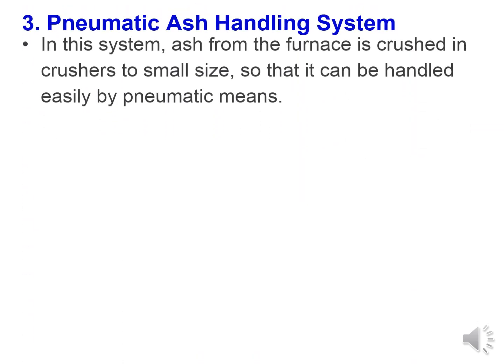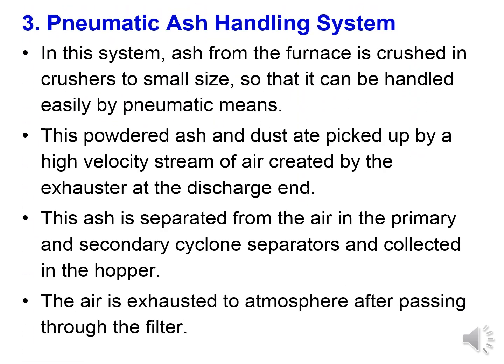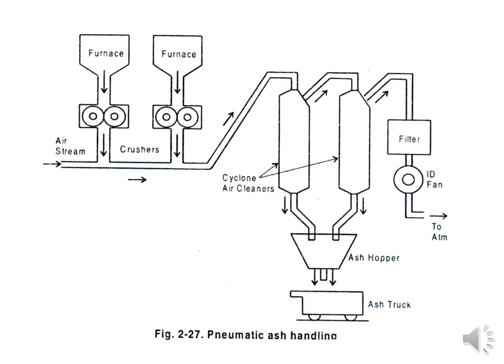Next is pneumatic, meaning they use air in the system. So this is the pneumatic ash handling system. Through the furnace the ash comes in. Here rollers crush the ash into fine particles. The air stream is passed in this way. The air stream passes like this and goes into cyclone cleaners.